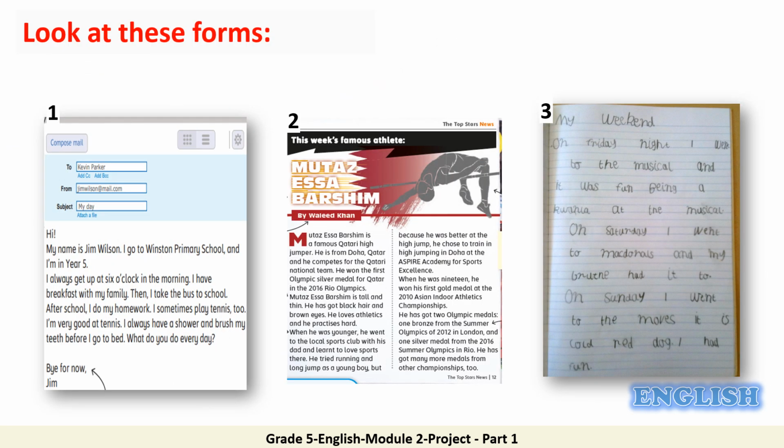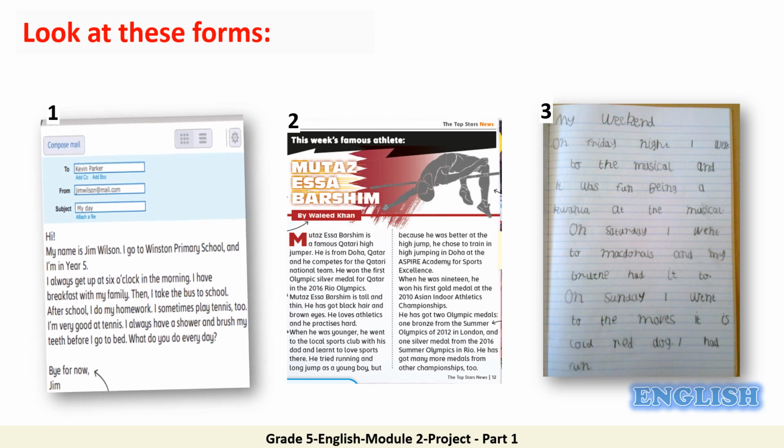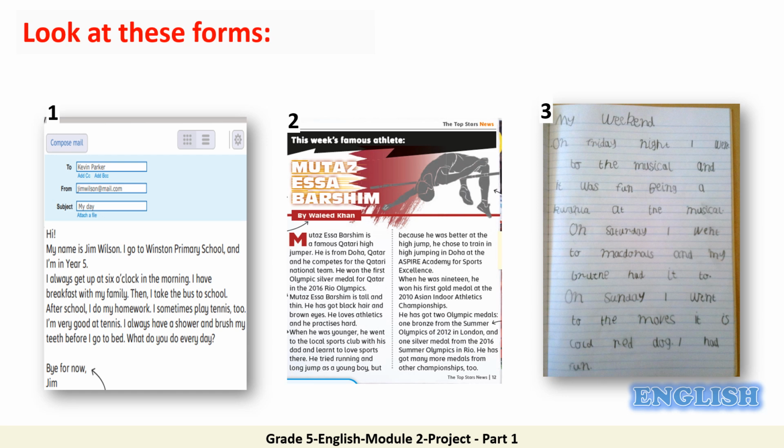Guys, look here. Here we have 3 forms of writing. Let's start with the form number 1. Here we have a message that is written by someone. And here we have the address of the person who will send the message. But here we have the address of the person who will receive the message. Here we have the subject of the message, so it is an email.